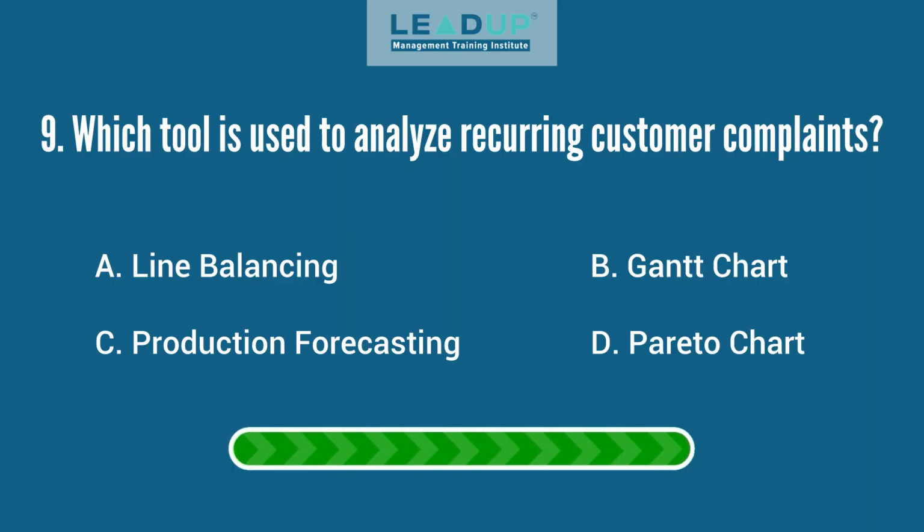Question 9. Which tool is used to analyze recurring customer complaints? A. Line balancing, B. Gantt chart, C. Production forecasting, and D. Pareto chart. The answer is Pareto chart.